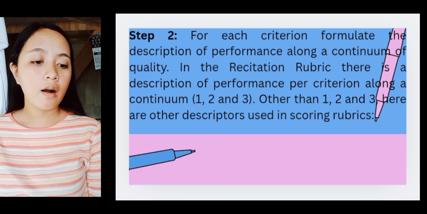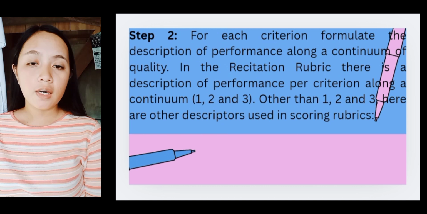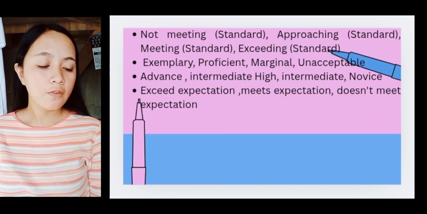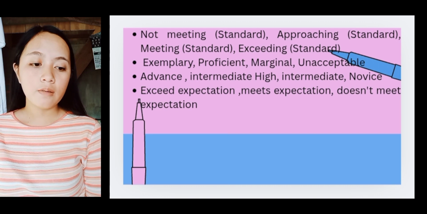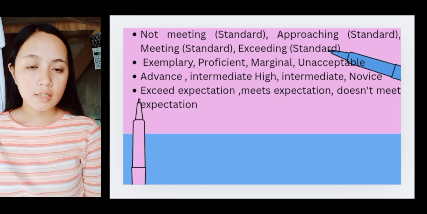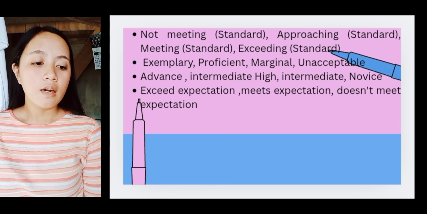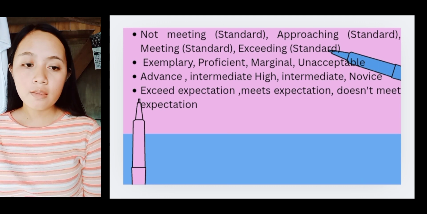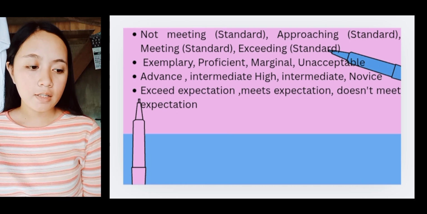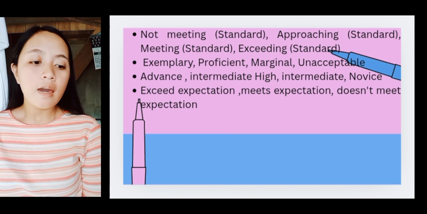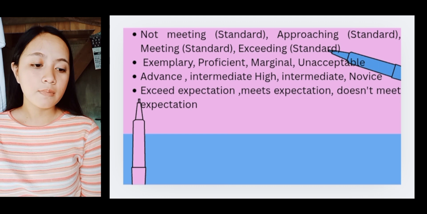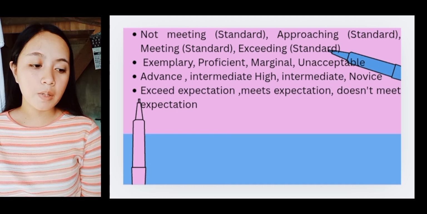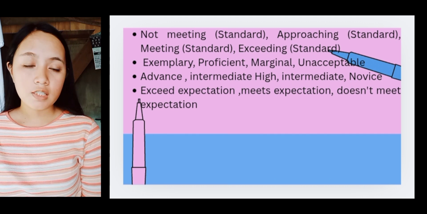Other than 1, 2, and 3, here are other descriptors used in scoring rubrics. First is not meeting standard, approaching standard, meeting standard, exceeding standard. Second is exemplary, proficient, marginal, and unacceptable. Third is advanced, intermediate high, intermediate, novice. Fourth is exceeds expectation, meets expectation, doesn't meet expectation.